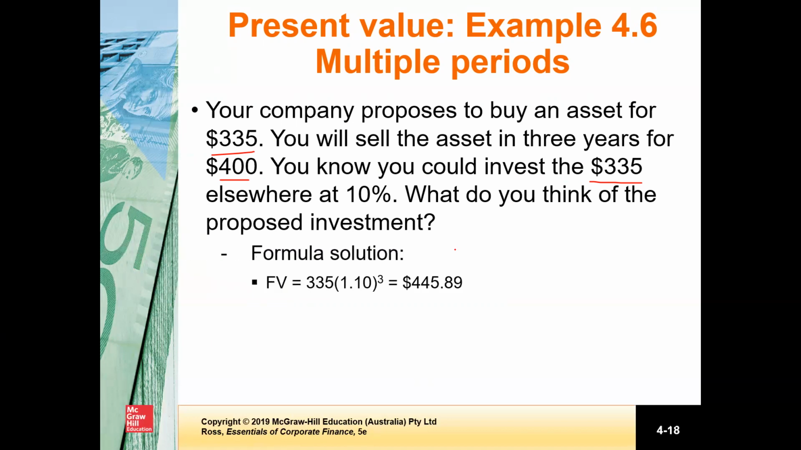So first of all, look, you invest $335 and earn 10%, the value of your investment would be 445.89 in 3 years' time. Whereas if you invest this 335 in the property, you can only sell the property for $400, which means that this is not a good investment. Rather, investing 335 elsewhere at 10% will generate a greater value.